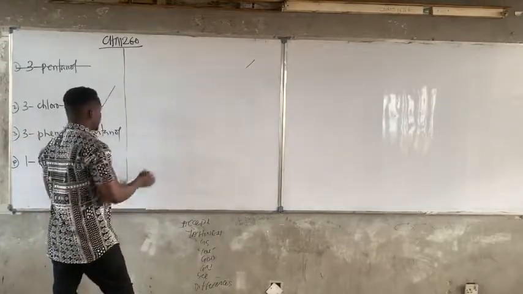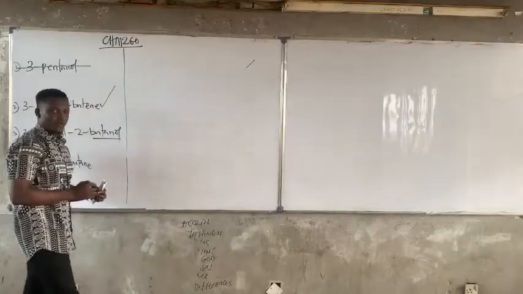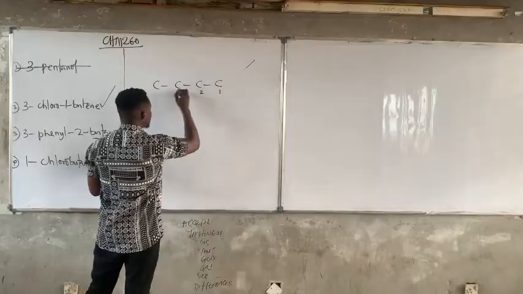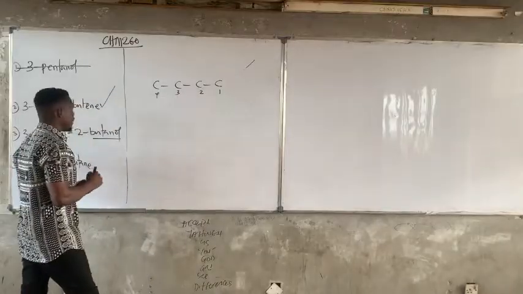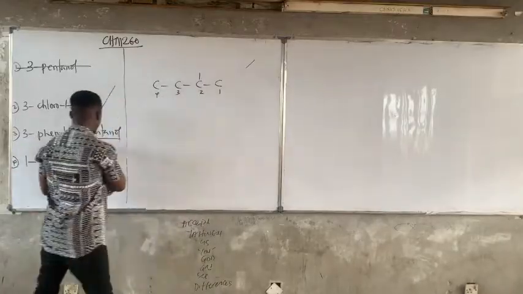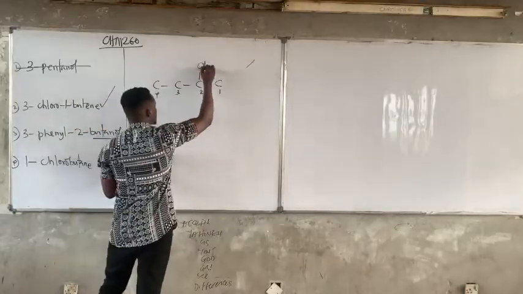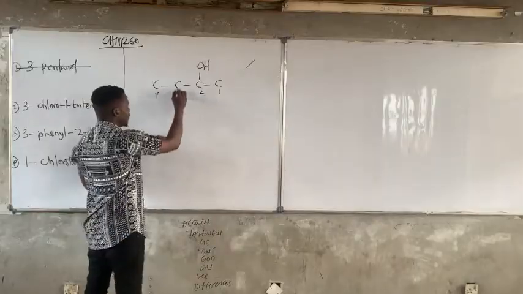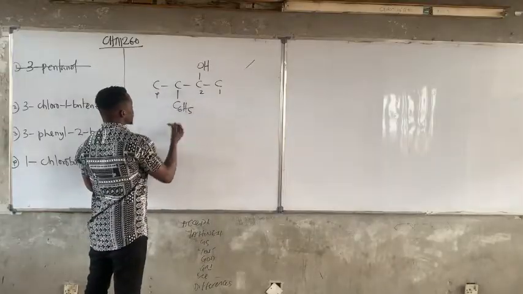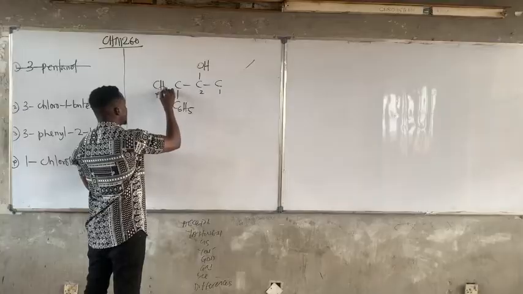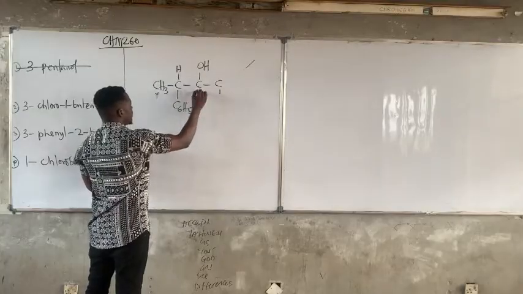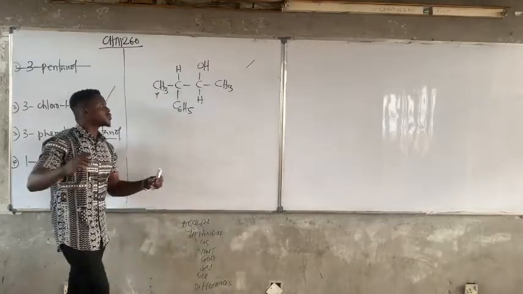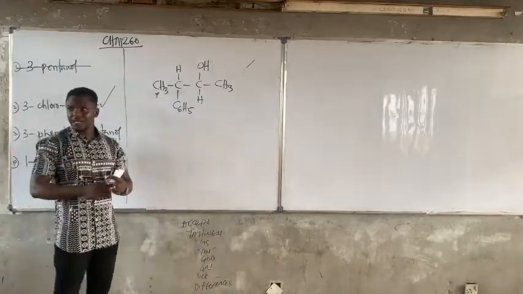2-methyl-3-phenylbutan-2-ol. Butanol is the parent chain, 4 carbons. So we have 1, 2, 3, and 4. Carbon 2, there is an OH because this guy says 2-butanol, right? Carbon 2, there is an OH in here. And carbon 3, there is a phenyl. Phenyl is C6H5. So this is C6H5. So you complete this, this is H to be there. This is H here. This is H here. This is CH3. Let's see if we've got 2 chiral carbons here.